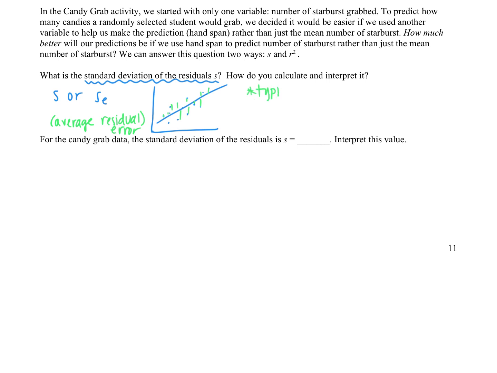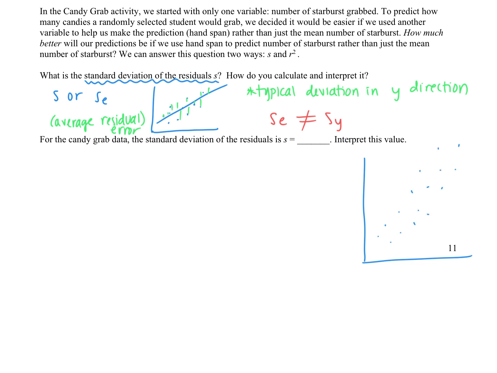So it's the typical deviation in the y direction. One thing that can get a little unclear, SE is not the same thing as the standard deviation of y. So I want to show you on a graph something a little bit bigger what the difference is. So let's take that same graph and I'm going to put some points here. And then we have our line.